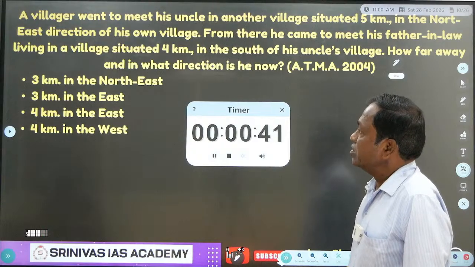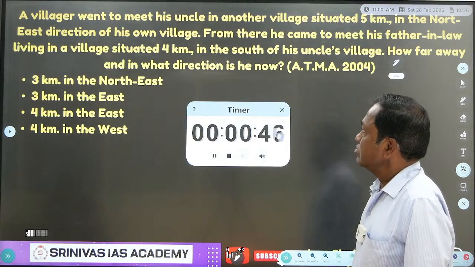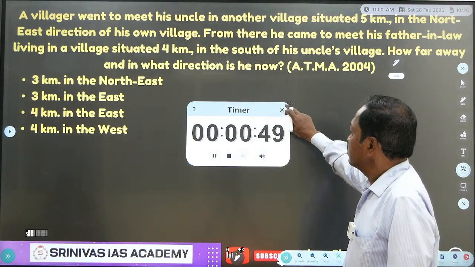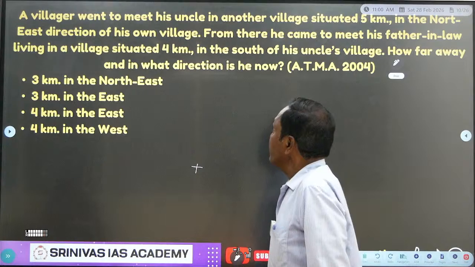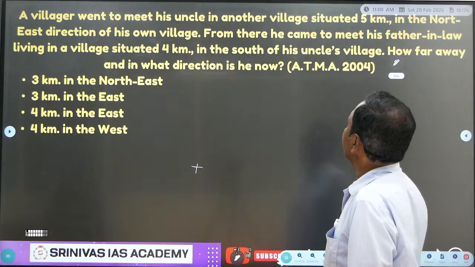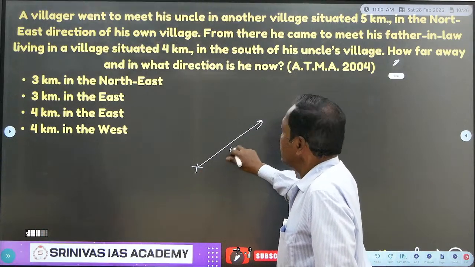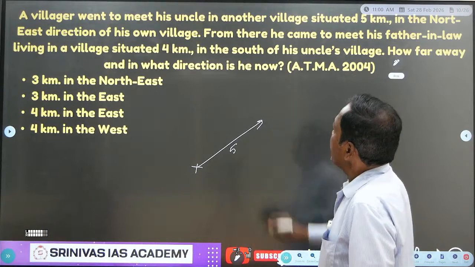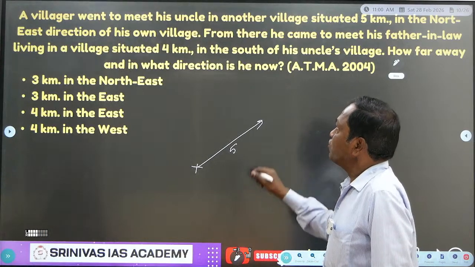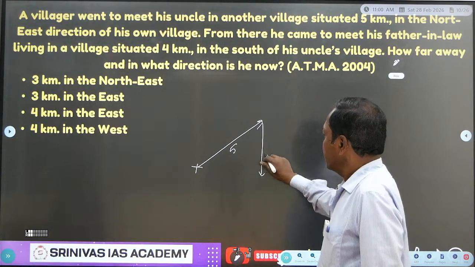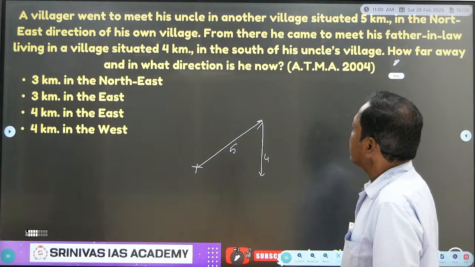I think this question is based on the Pythagoras triplets. 3 kilometers east. Now, a villager went to meet his uncle in another village situated 5 kilometers in the northeast direction of his own village. From there, he came to meet his father-in-law living in a village situated 4 kilometers in the south of his uncle's village. How far away and in what direction is he now?